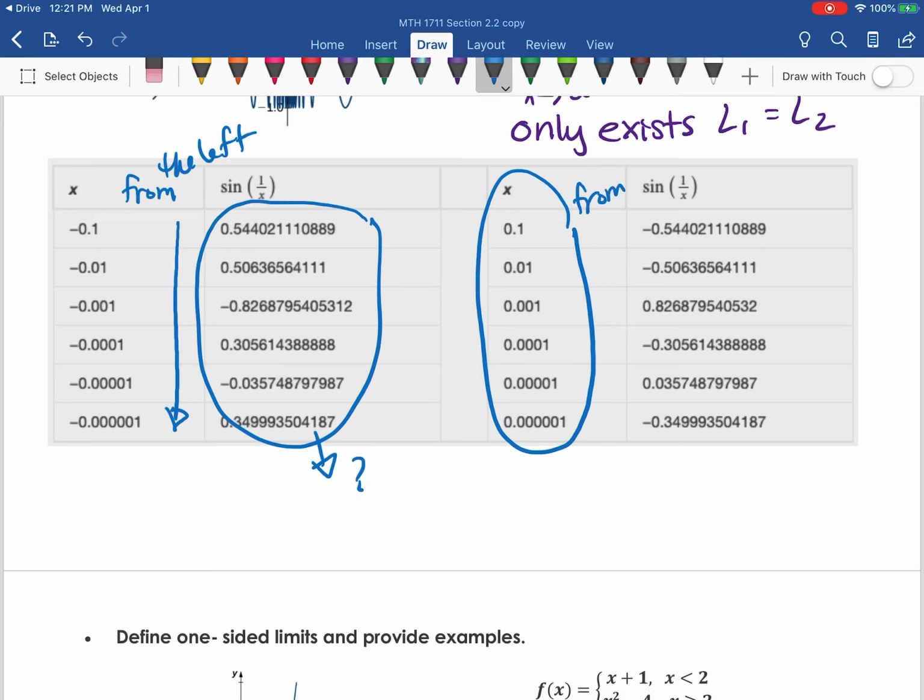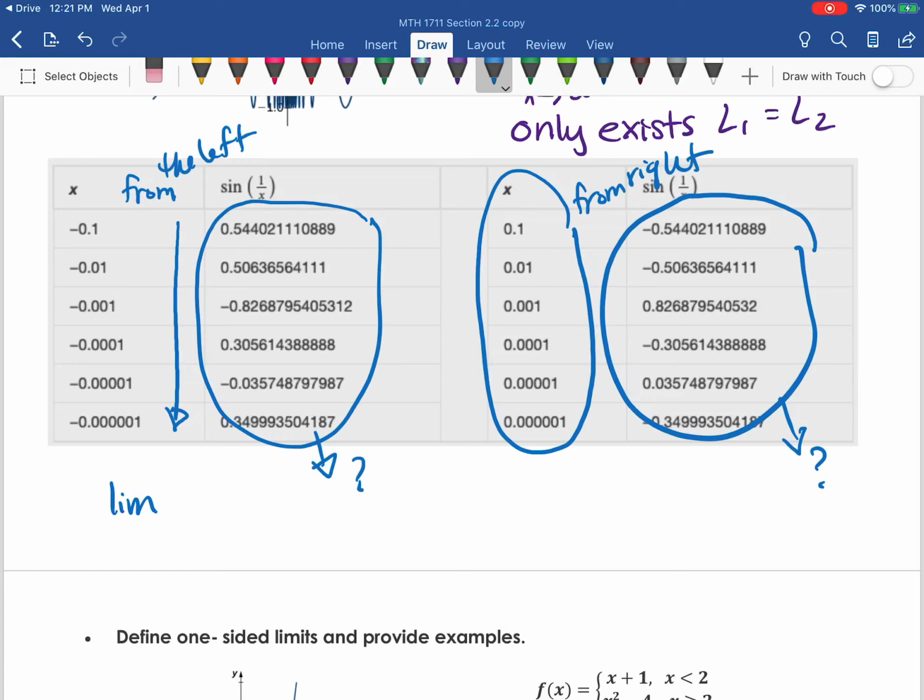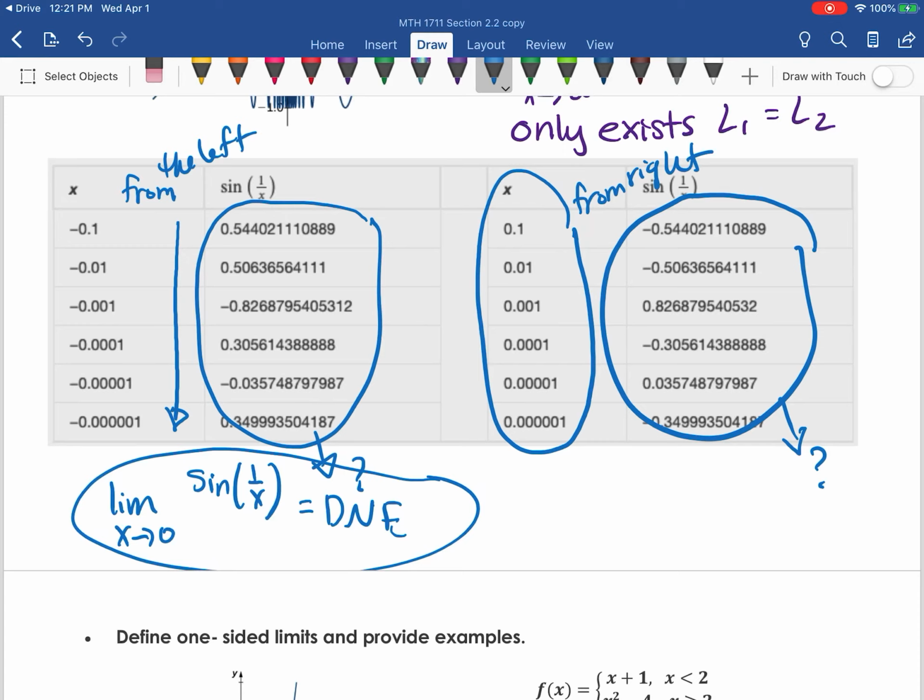And the same thing happens here. If we're looking at it from the right, these values here are not approaching any single number. It's bouncing all over the place. Because the left-hand limit, there is none, and the right-hand limit, there is none. And then in addition to that, they're not equal to each other. We would say that the limit as x approaches 0 of sine of 1 over x does not exist.